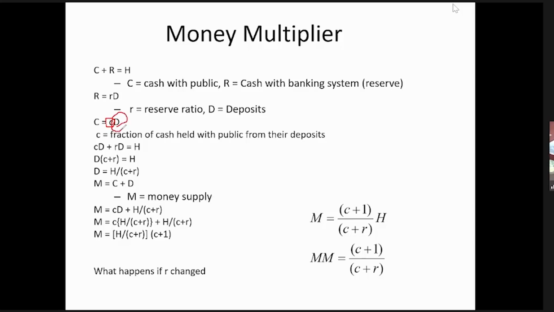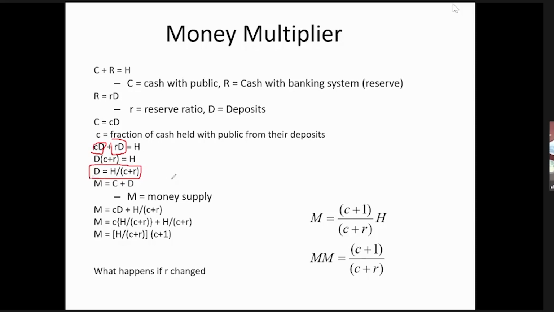So we can multiply small c, which is the fraction of cash held by the public, by the demand deposits to get the cash with the public. Using these two, we can redefine C plus R like CD is C and RD is R, which equals the high powered money. Then we can rearrange this equation simply, taking D out, so it will be C plus R, and then shift C plus R to the other side. Finally, we get D, the demand deposit, equal to high powered money H divided by C plus R.